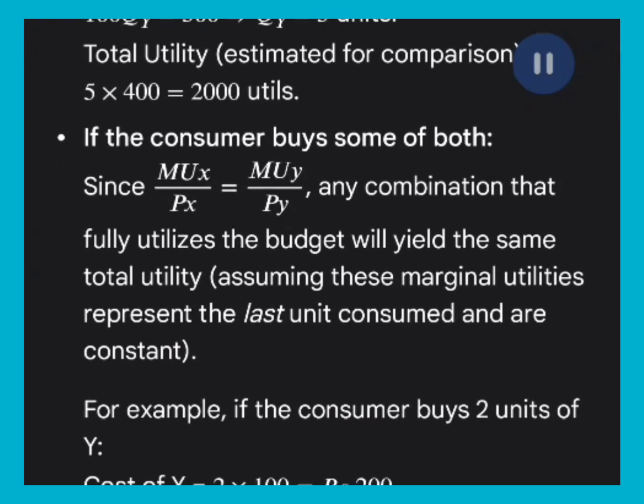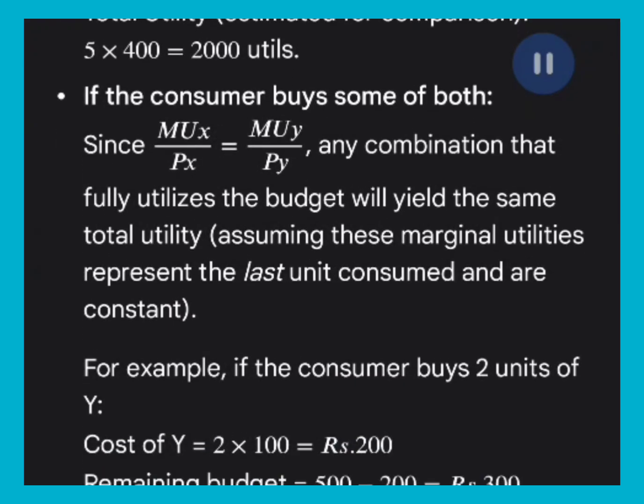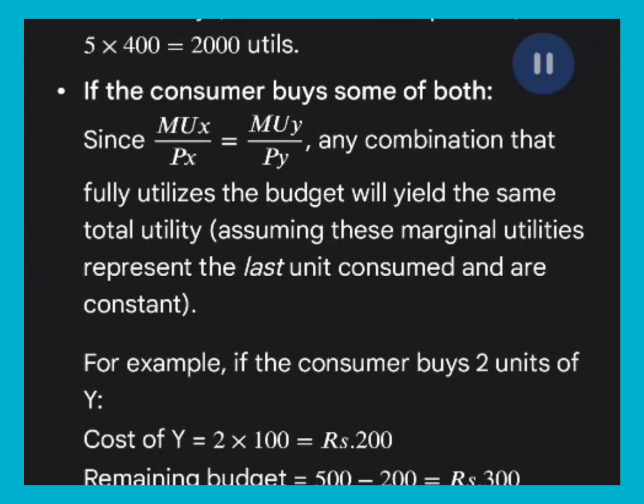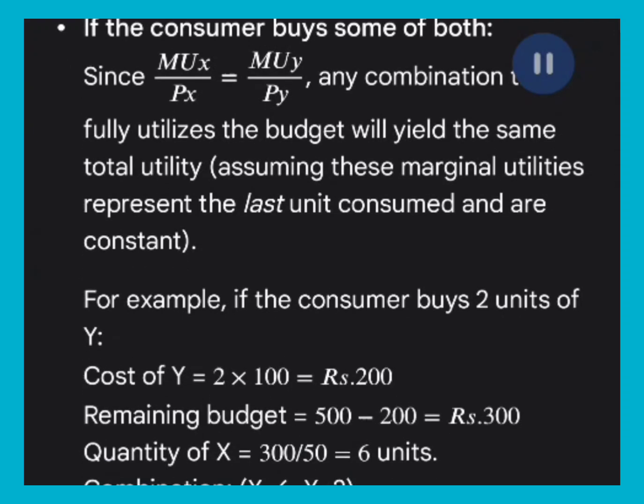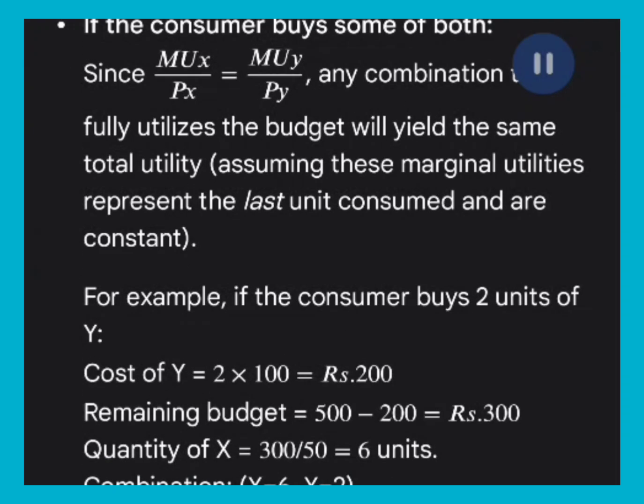If the consumer buys some of both, since MUX/PX equals MUY/PY, any combination that fully utilizes the budget will yield the same total utility, assuming these marginal utilities represent the last unit consumed and are constant.